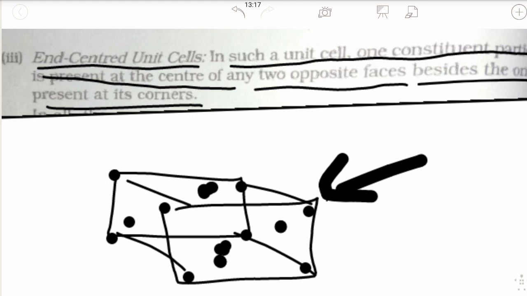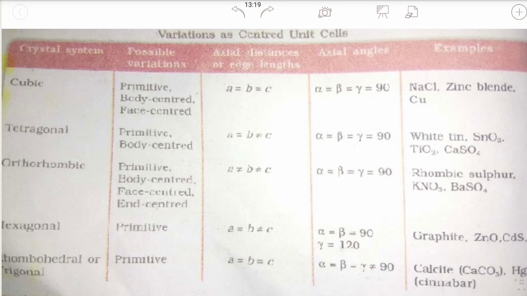Unit cells are classified. There are 7 primitive unit cells and their possible variations as the centered unit cells. Crystal systems, there are 5 crystal systems: cubic, tetragonal, orthorhombic, hexagonal and trigonal.